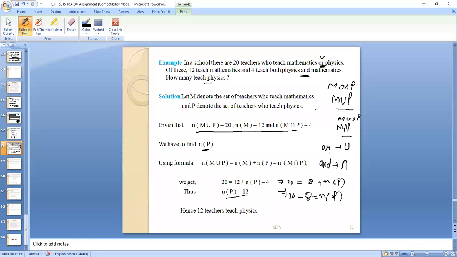So if any student has any doubt till now, you can ask me. Why am I writing union for 20, and why am I writing intersection for 4? If you have any doubt, you can ask me, then I will move next.